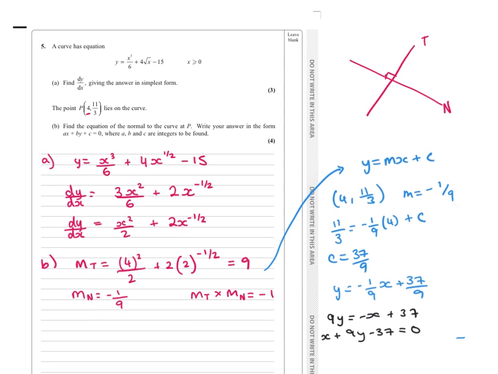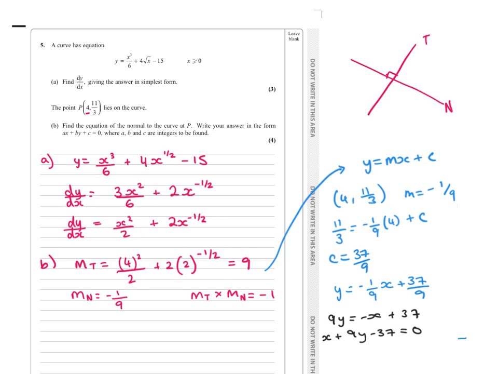It's also okay if you had minus x minus 9y plus 37 equals 0. Okay? Either or they will accept. But nice and simple question here. Preferably try and have your x and y's positive, but just in case you needed to do something else.